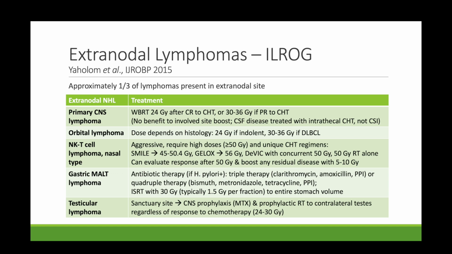And then finally, the last extranodal lymphoma I'll mention is testicular lymphoma, which is also a little bit unique in that it is a sanctuary site. Normally testicular lymphoma will be treated with an orchiectomy of the involved testis, and we do need to provide CNS prophylaxis, again with methotrexate. We also need to provide prophylactic radiotherapy to the contralateral testes, regardless of the response to chemotherapy, using something like 24 to 30 gray. That's a unique site because the testes is a sanctuary site, so we need to take care of the CNS and also give radiation to the contralateral testes.